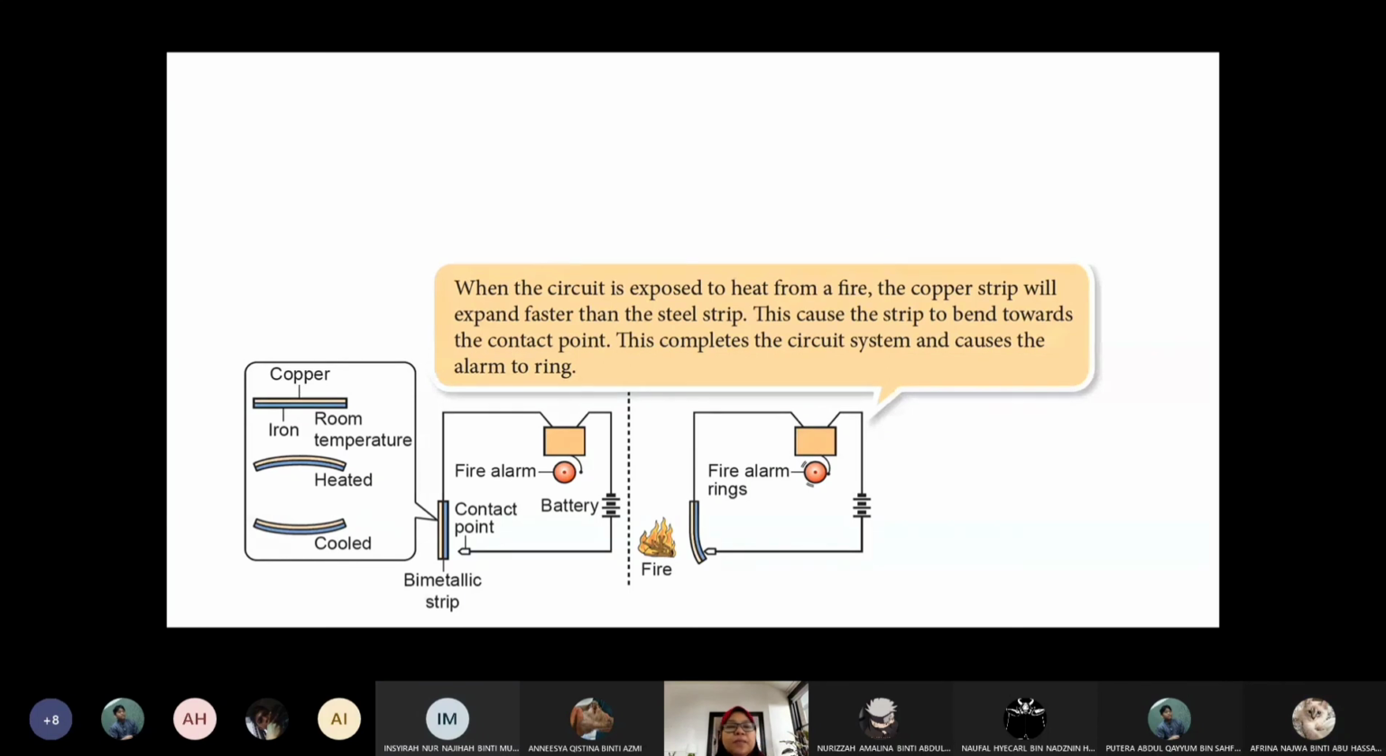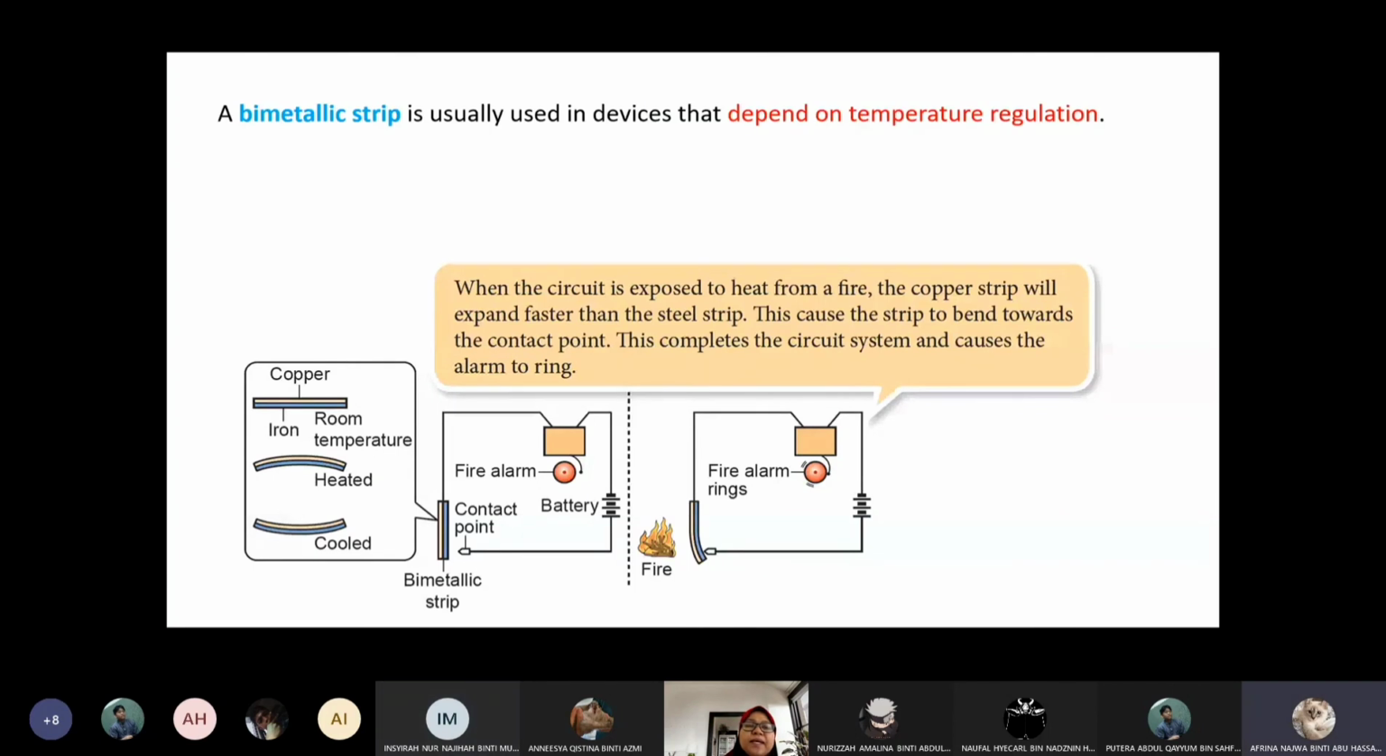And this is another application that is very useful in our daily life. How does it work? For a fire alarm, we have bimetallic strips. Ada dua ni. Kenapa nama dia bi? Bi means two. We have two strips here. One is a copper strip and the other is an iron strip. At room temperature, you will see both of them have the same length.